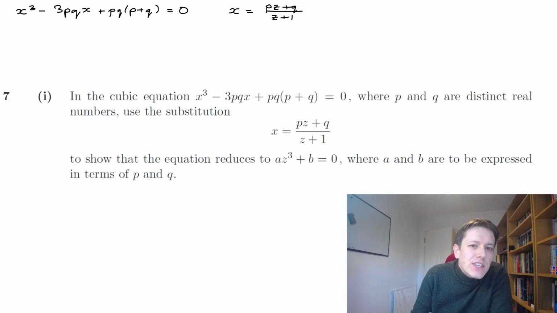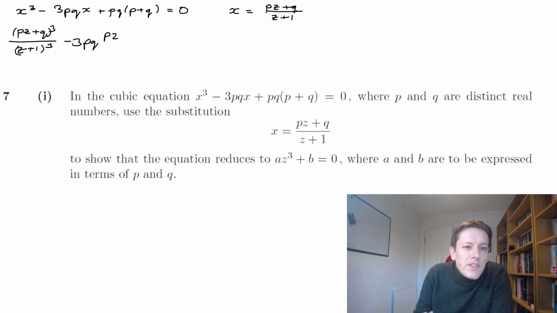So part 1 really does tell us exactly what to do here. We've got an equation given and we've got to make this substitution. So I'm just going to replace x with (pz + q)/(z + 1) throughout this equation, splitting the cube into the cube at the top and the cube at the bottom. But otherwise we're really just substituting in at the first step.